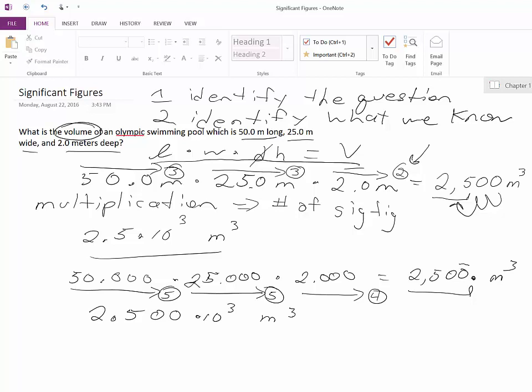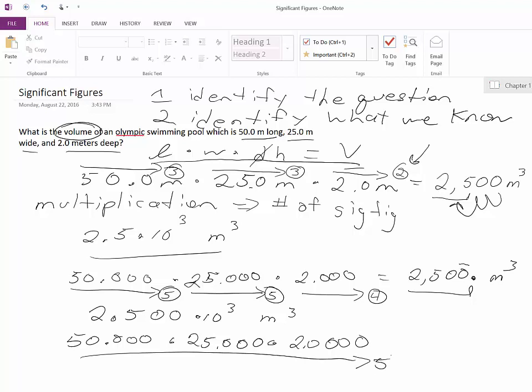The only way around this would be if there's actually more zeros. So 50.000 times 25.000 times 2.0000. Now all of these have 5 significant figures, and we would actually keep 2,500.0 cubic meters. You could still put that into scientific notation if you want to, but you don't have to because that decimal is there now. Now all of those are significant figures.